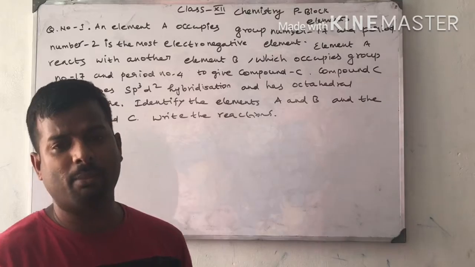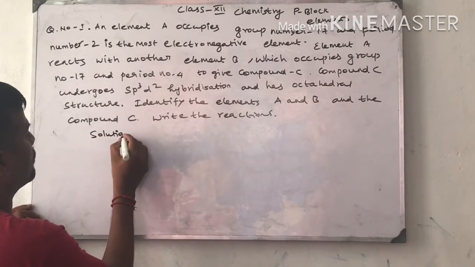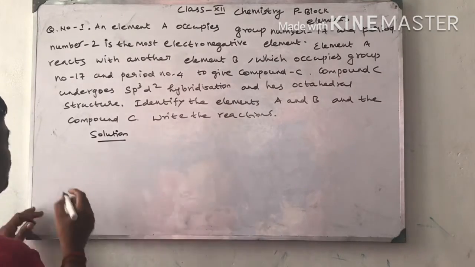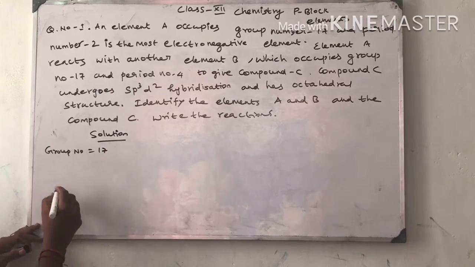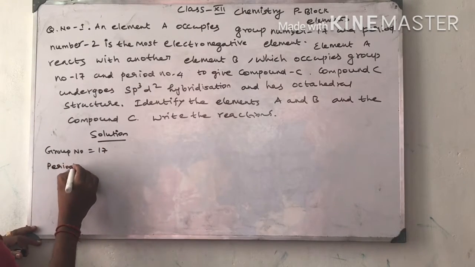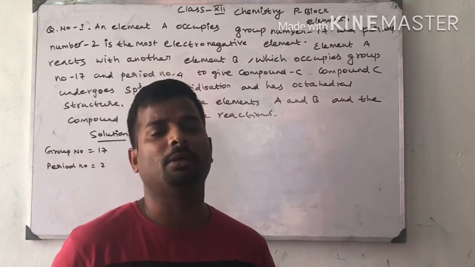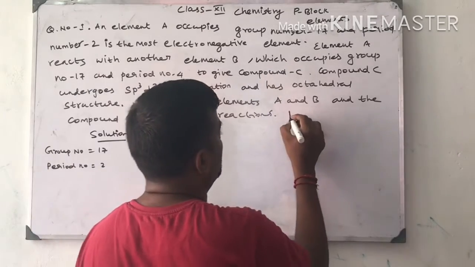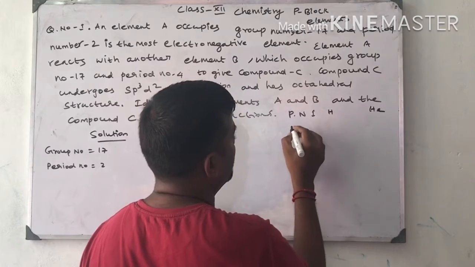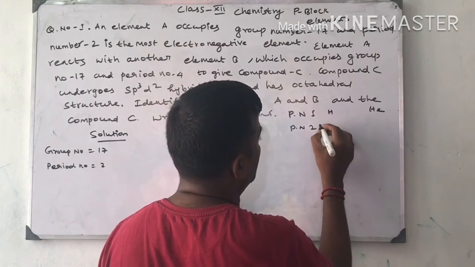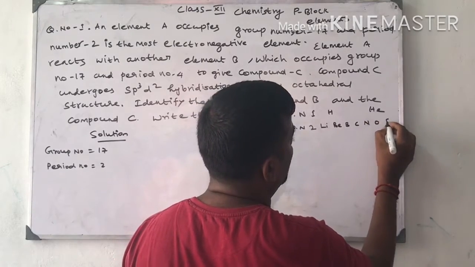We have to find A, B, and C with the help of the clues given in the question. First, an element in group number 17. Surely it is a halogen. Period number 2. The first period starts with hydrogen and helium, containing 2 elements. The second period has lithium, beryllium, boron, carbon, nitrogen, oxygen, fluorine.